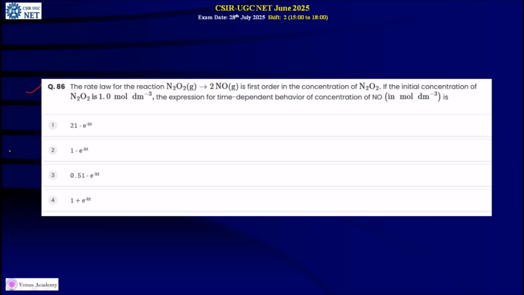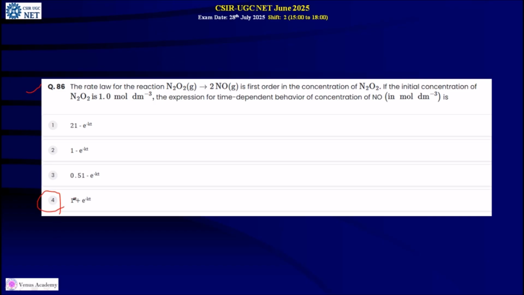Next, question number 86. The rate law for the reaction N2O2 gas giving 2NO gas is first order in the concentration of N2O2. If the initial concentration of N2O2 is 1 mole, the expression for the time-dependent behavior of the concentration of NO is. Question number 86, option number 4 is the correct option, students.